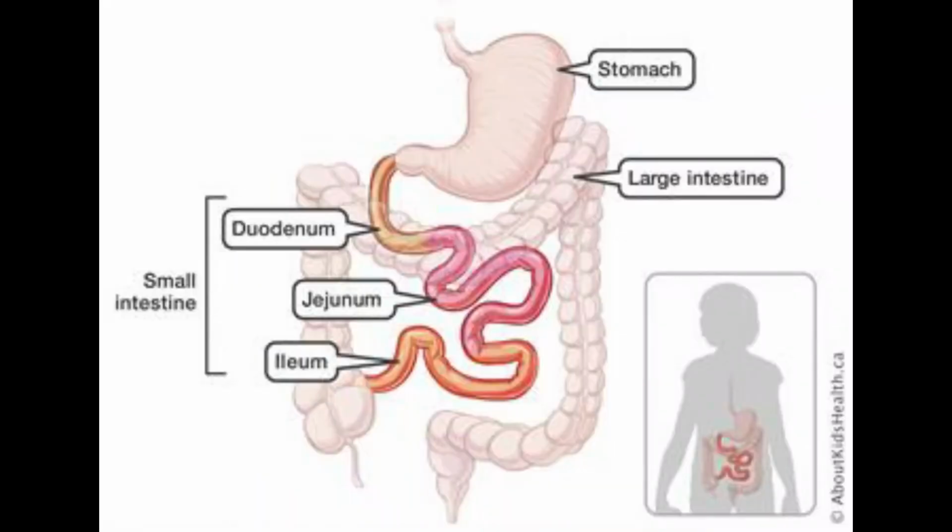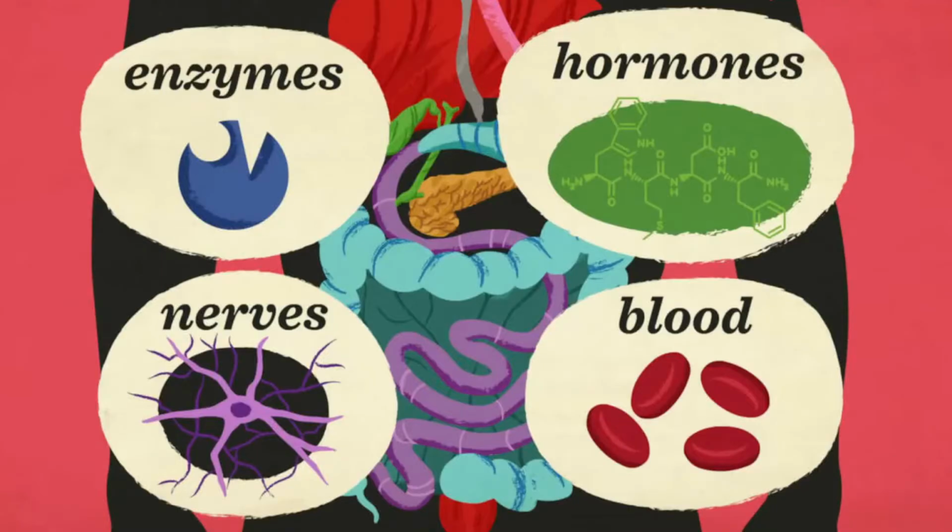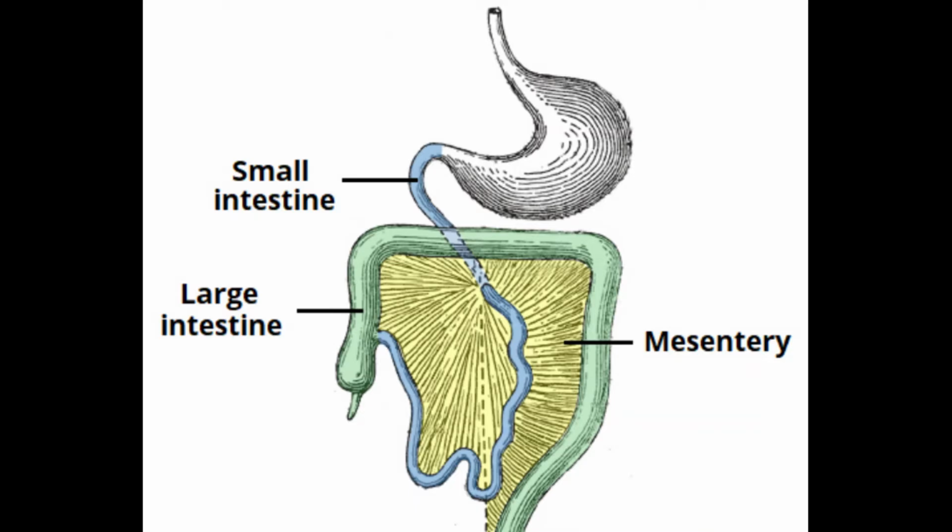The gastrointestinal tract transports food, while the pancreas, gallbladder, and liver break down food by producing enzymes and special juices. The enzymes, hormones, nerves, and blood break down food, modulate digestive processes, and transport nutrients, while the mesentery is a large tissue that serves as a support and positions all of the digestive organs in the abdomen and helps in the functioning of the abdominal digestive organs.